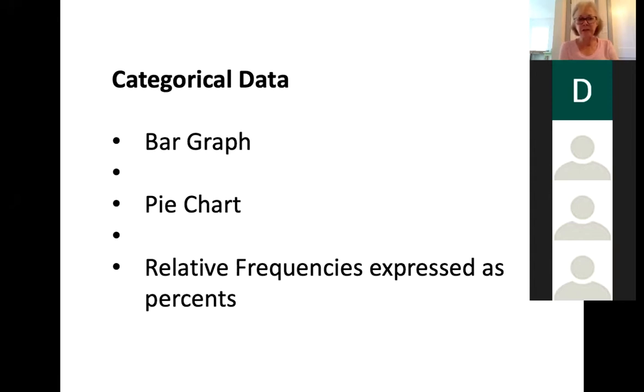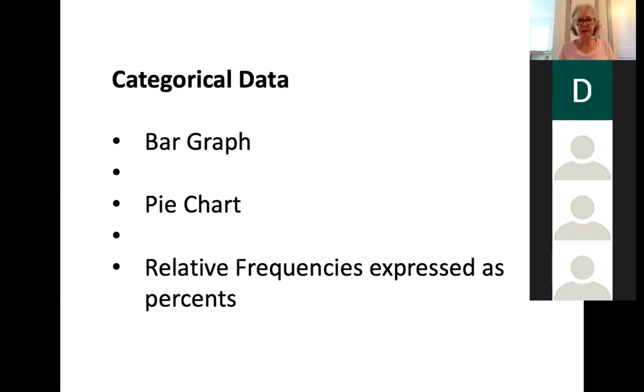And categorical data, if you recall, is data that doesn't have units. It's just counting how many items are in each category. You can describe it as the number of items or the percent of items that are in each category. For example, I could make a pie chart of SSU, how many are freshmen, how many are sophomores, how many juniors, how many seniors, just counting the number of people in each group.